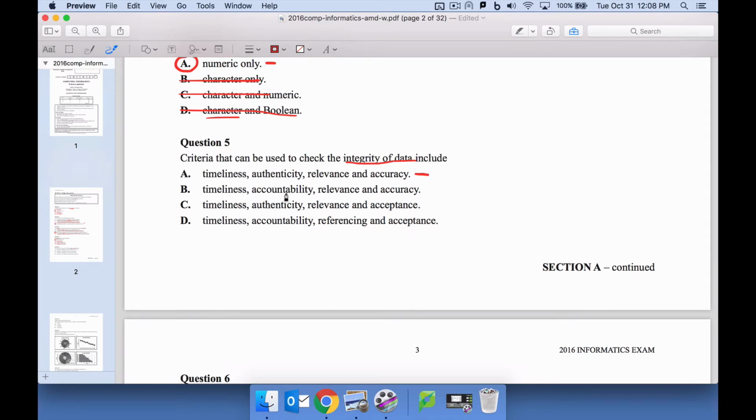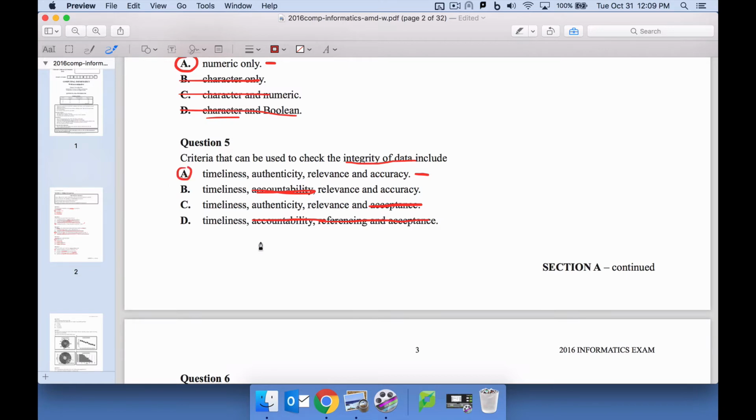Timeliness, accountability, relevance, and accuracy. Accountability sounds a bit suspect. I don't think that is one of the categories that allow you to check the integrity of data. We can double check this in a second. Timeliness, authenticity, relevance, and acceptance. We have another suspect word here, acceptance. I don't think that's one of the integrity of data categories. Timeliness, accountability, again, referencing, that is definitely not, and acceptance. So we have 3 dodgy words here. So it looks like A makes the most sense.